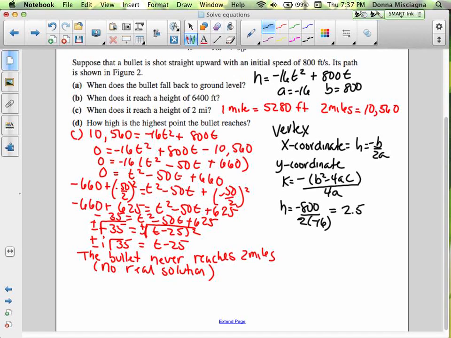So we could just use our formula there. I don't think it's going to make much of a difference. 800 squared minus 4 times a, which is negative 16, times c, but there's no constant term, so that's 0. So actually, it might be a lot easier. And that's all divided by 4a, so that's 4 times negative 16. So k is negative 640,000 divided by negative 64.